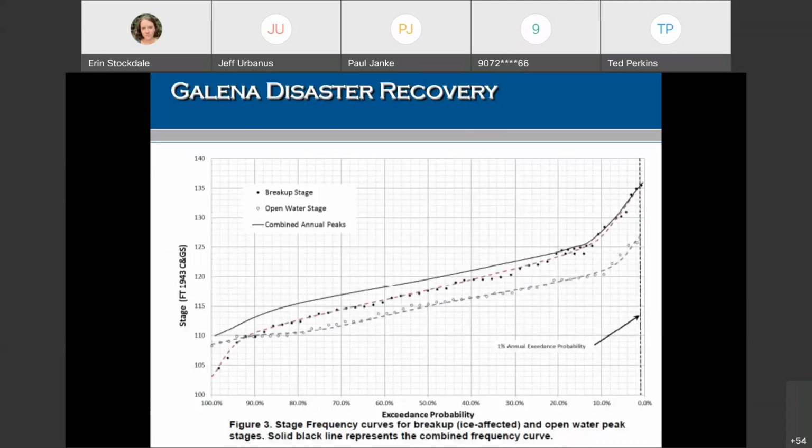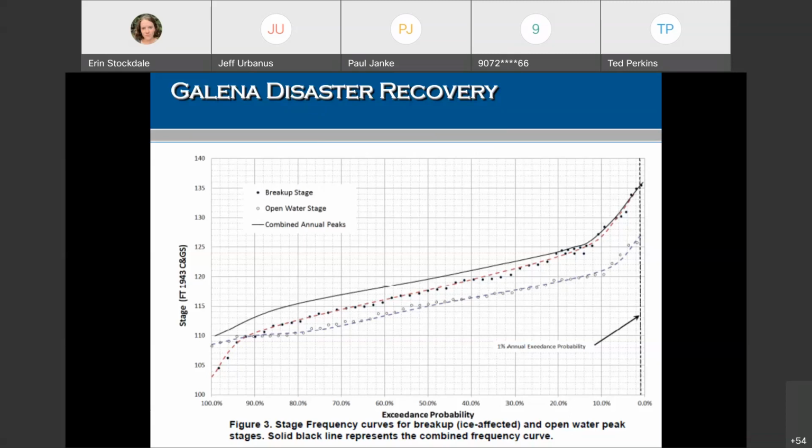So I'm just going to go through a bunch of these. This is a typical stage frequency curve for trying to figure out what the 1% probability is. What you're doing here, if you're not familiar, is let's say you have 50 years of record. You take your highest stage that you've ever seen, and you call it your 1 in 50 or 2% chance of occurring in any given year. Then you take your second highest, and it's 2 in 50, 1 in 25, and you plot that point, and you go all the way down. And the longer record you have, the better that curve is to project what your 1 in 100 or 1% chance of occurring is.